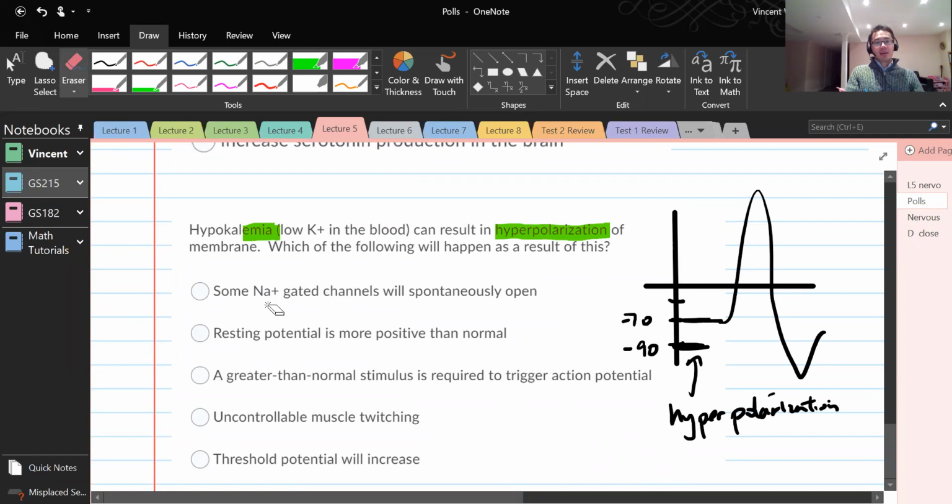Okay, so number one, some sodium gated channels will spontaneously open. Well, that's not true, right? Because in order for the sodium channels to open, you need to be at minus 60, right? Okay, so we are further down from minus 60. Okay, it should be more difficult to open the sodium channels, right? So if there is another condition like hyperkalemia or something, then you'll be closer to the minus 60, right? Then the sodium channels will spontaneously fire.